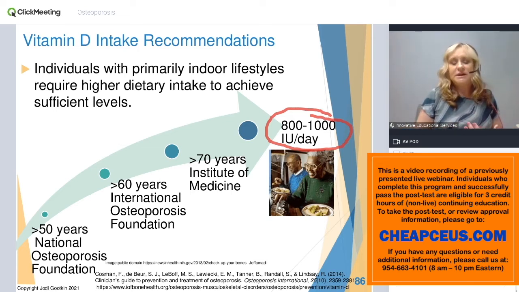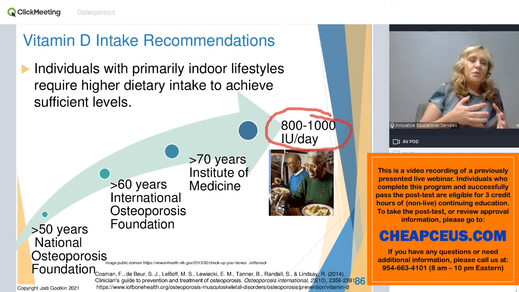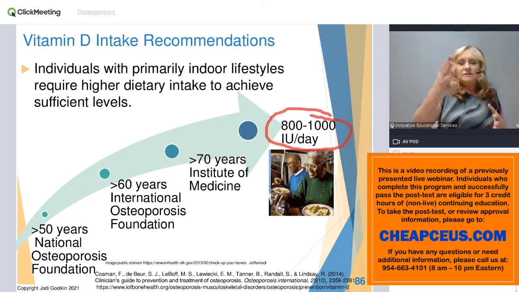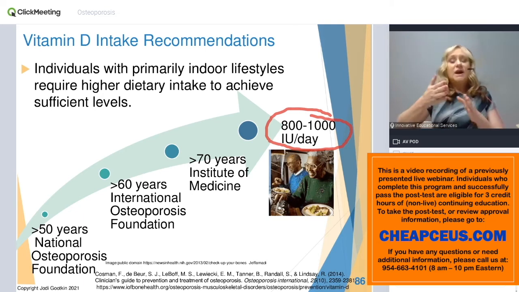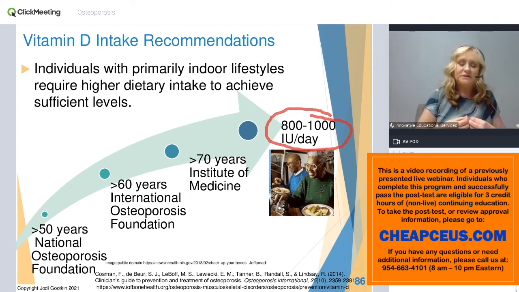The recommended daily dietary allowance to achieve those serum levels varies. And remember that individuals who have osteoporosis may need these higher levels. To actually prevent fracture, some of the research says they need up to 2,000 IUs a day to really be protective from the fracture piece of it.